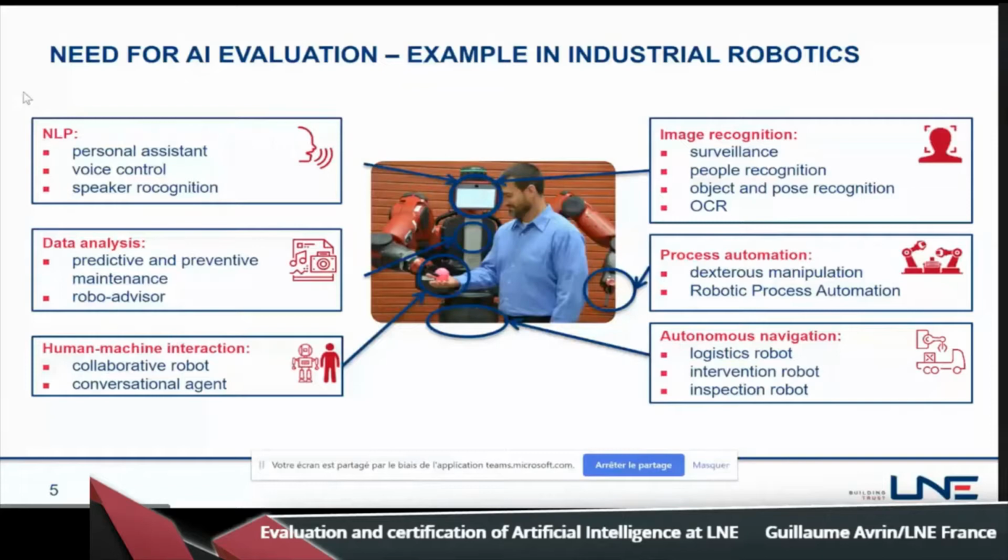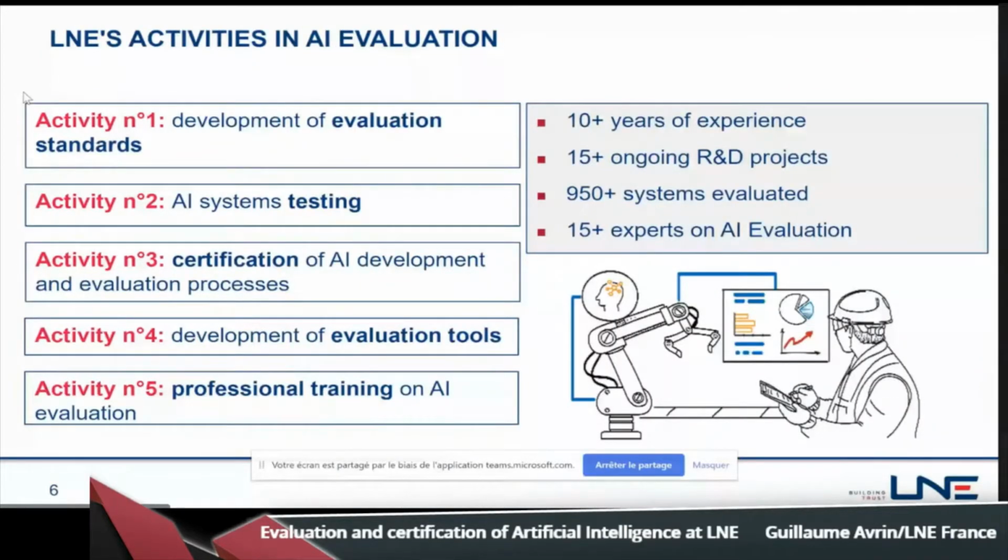At LNE, we have different sub-activities related to the evaluation of artificial intelligence systems. The first one is a theoretical activity, because we are developing evaluation standards, metrics, and evaluation protocols to evaluate the performances of these AI systems. The second activity is about testing these AI systems, using the metrics and evaluation protocols that we developed in the first activity. The third activity is about the certification of artificial intelligence systems, so basically conformity assessment. It can be voluntary, or it can be for regulation purposes.